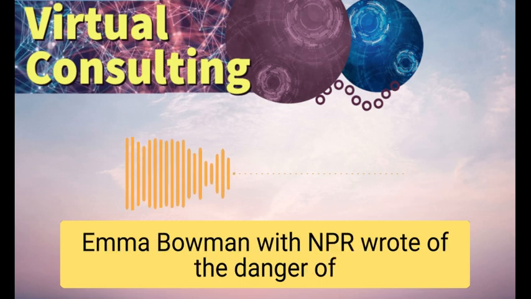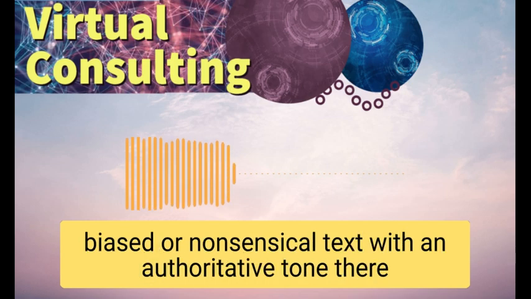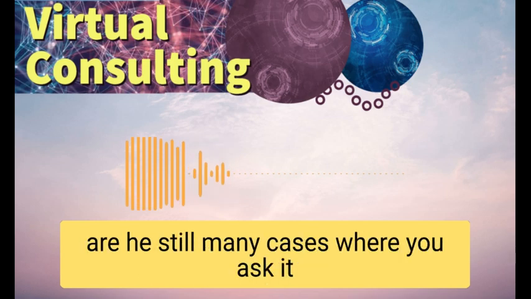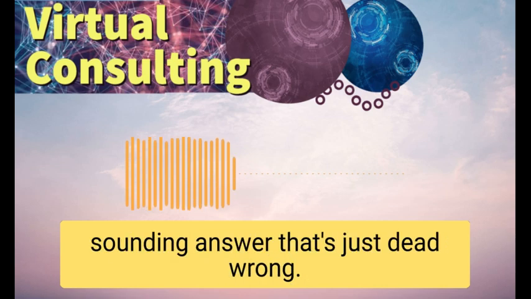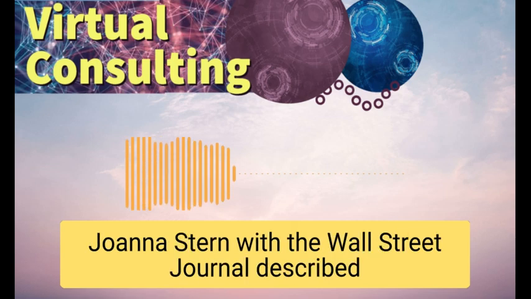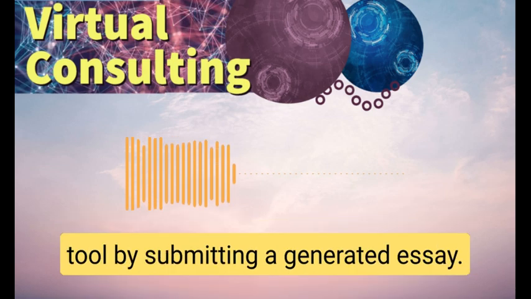Emma Bowman with NPR wrote of the danger of students plagiarizing through an AI tool that may output biased or nonsensical text with an authoritative tone. "There are still many cases where you ask it a question and it'll give you a very impressive sounding answer that's just dead wrong." Joanna Stern with The Wall Street Journal described cheating in American high school English with the tool by submitting a generated essay.